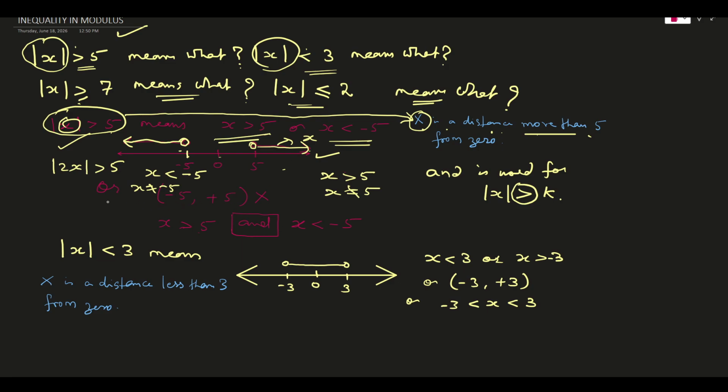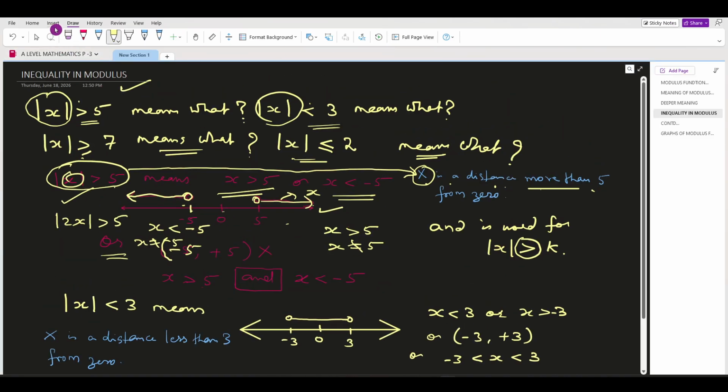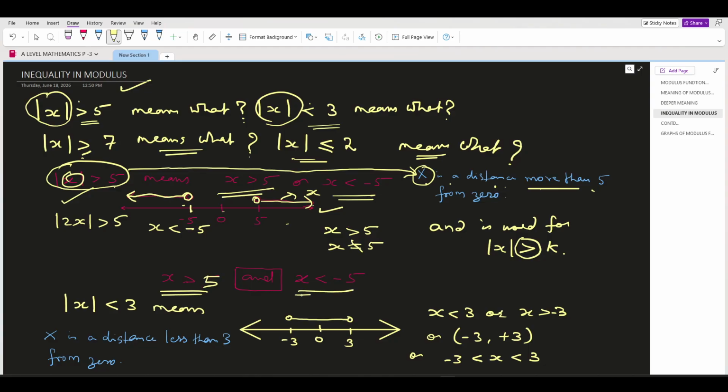This is known as interval form. See what I have written in the round bracket. I have written, this is round bracket, minus 5. No, this I cannot write. I'm sorry. I cannot write it in the interval form this way. I can write it only this way: x greater than 5 and x less than minus 5.